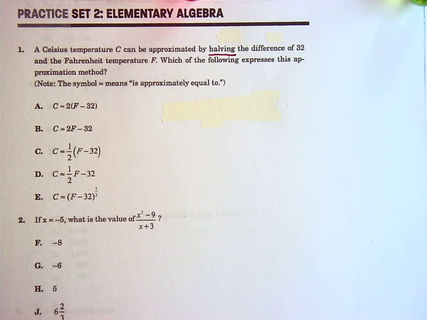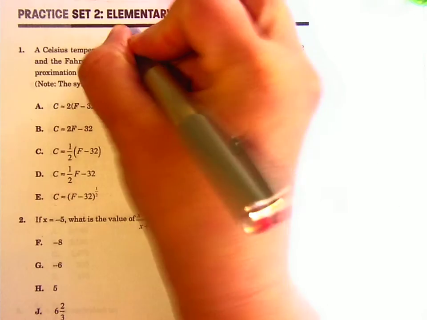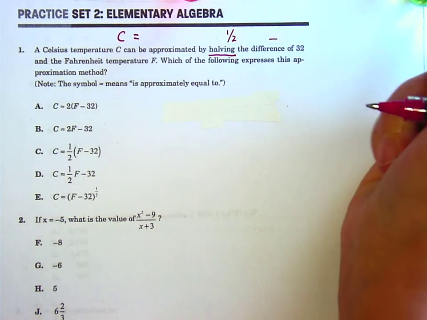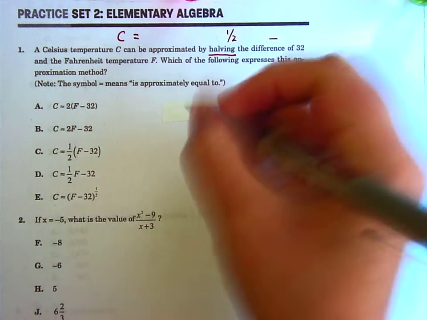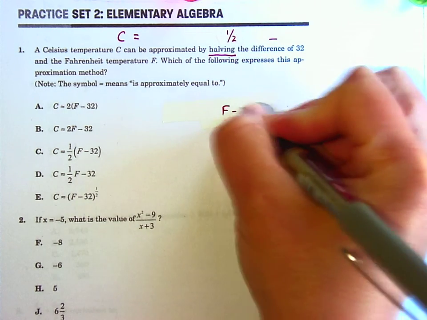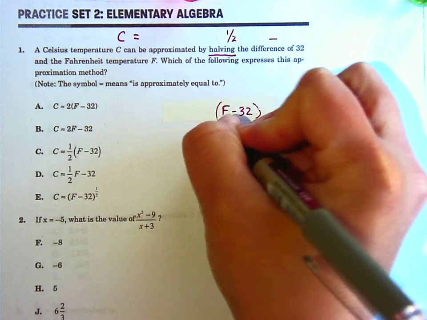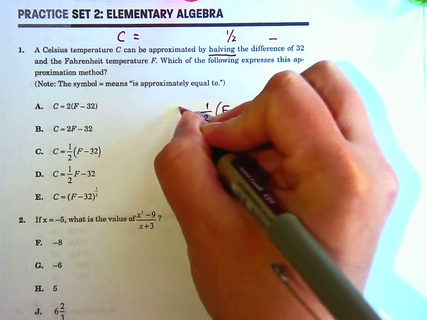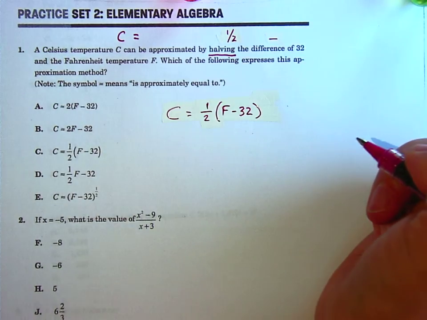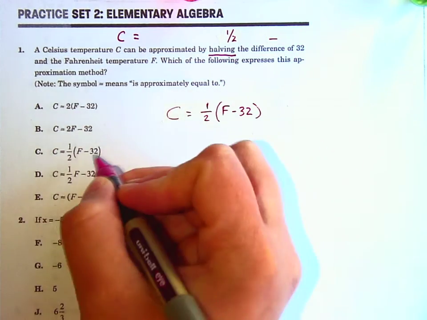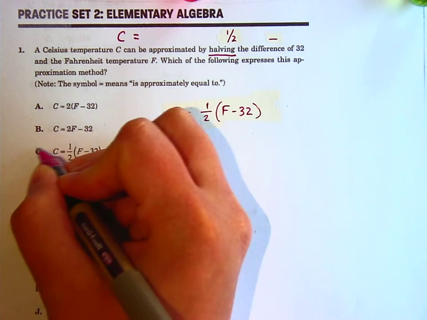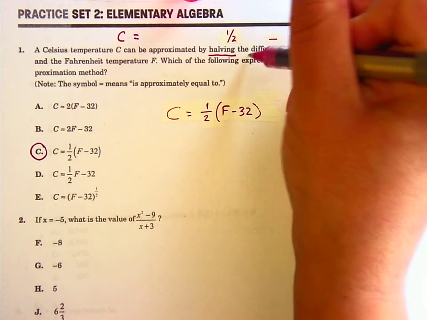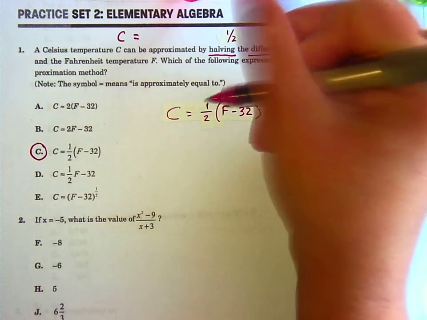All right, so it says that a Celsius temperature can be approximated by taking half of the difference of 32 and Fahrenheit. So if I take Fahrenheit and I subtract 32 from it, and then I have that, which means that's times 1/2, that should get my Celsius temperature. And it is important that you have it in parentheses like C is here, because it says it's having the difference. That means that you do the difference first and then you have that answer.